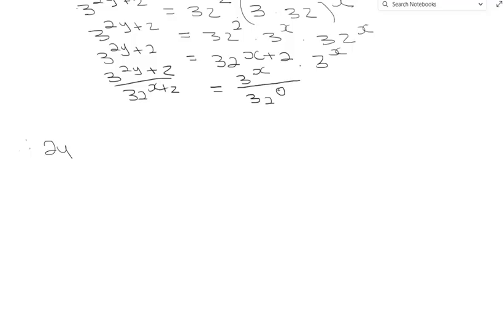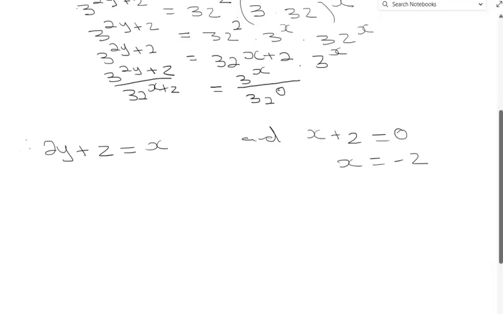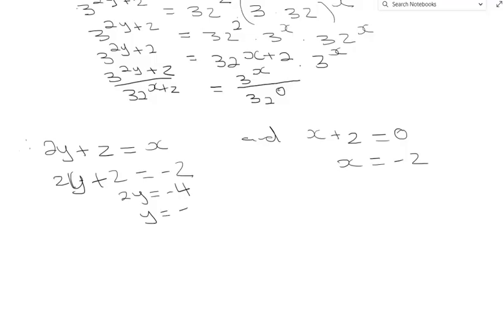So we can say 2y plus 2 is equal to x, and x plus 2 is equal to 0. So here we can find the value of x, which is negative 2. And also here we can say 2y plus 2 is equal to negative 2. And then we can say 2y is equal to negative 4. Then y is equal to negative 2. So we found the values of y and x, and they're both negative 2.